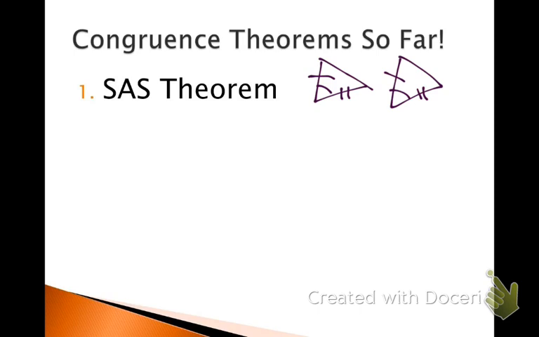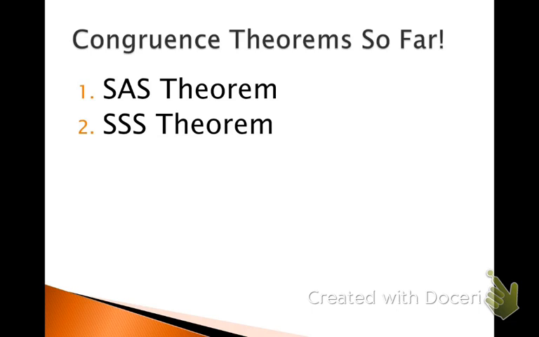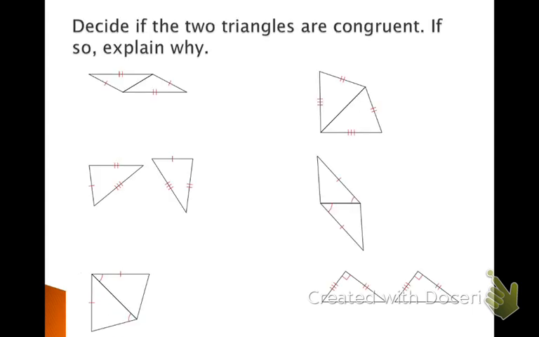However, you need to remember that these angles had to be included. And included means between. If not, then that would be SSA, and that doesn't exist. So we did side angle side. We just learned today about side, side, side. And then we learned about the hypotenuse-leg theorem. There are two left that we have not learned, but they're not going to be quizzed over right now.